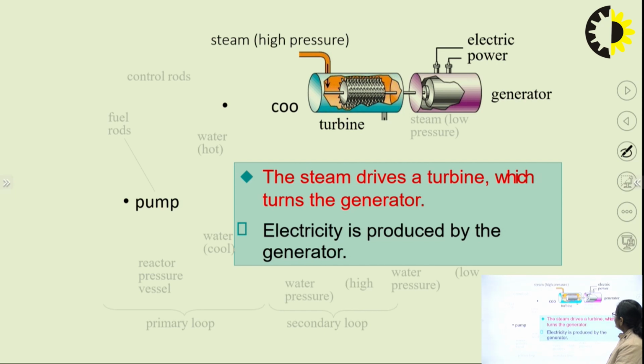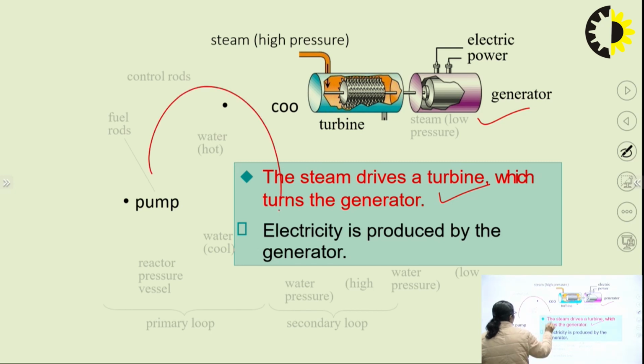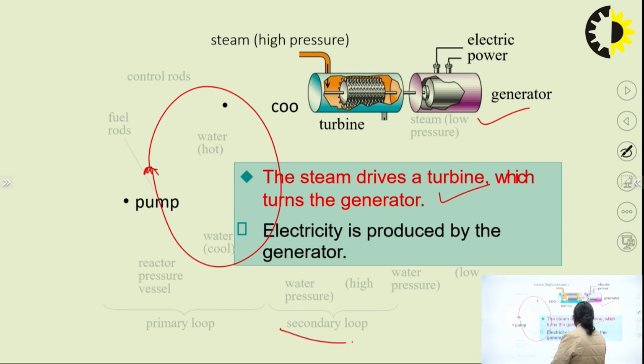Here you can see a pump. The steam drives a turbine which turns the generator. The electricity so produced is connected to the grid. A pump is required over here in this circuit, in this primary loop, for flow of the coolant. Another pump is required in the secondary loop for flow of the water.